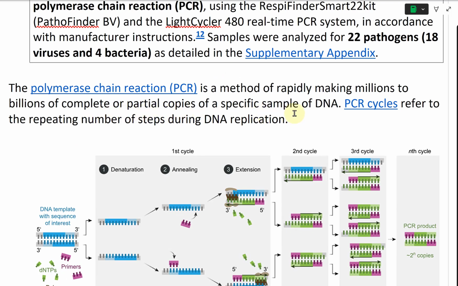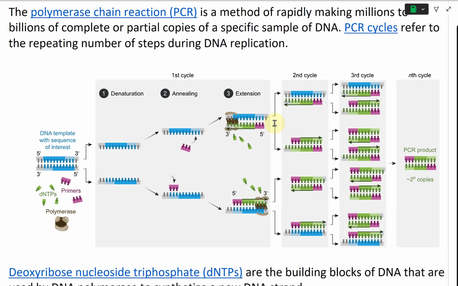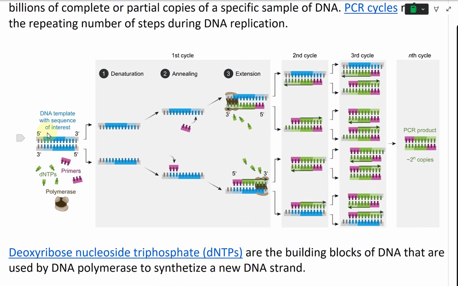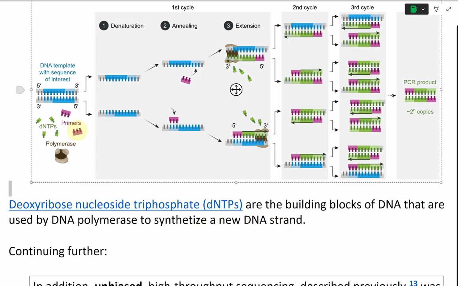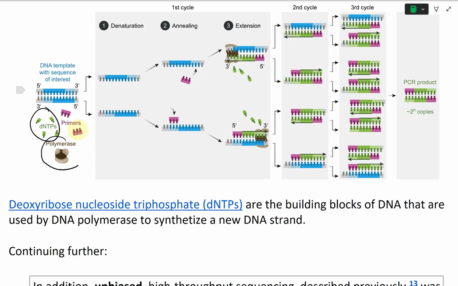So the polymerase chain reaction, or PCR, is a method of rapidly making millions to billions of complete or partial copies of a specific sample of DNA. And PCR cycles refer to the repeating number of steps during DNA replication. So if you have a DNA template with a sequence of interest, then what you also have is a whole bunch of these supposed primers, or these starting sequences, or these target ones. Then dNTPs, or deoxyribose nucleoside triphosphates, are the building blocks of DNA that are used by DNA polymerase enzymes to synthesize a new DNA strand. So these are the building blocks of the DNA, a whole bunch of these compounds, and you have the polymerase, which is the enzyme that builds those up or makes the DNA. You have these primers, or these starting sequences, and so on.